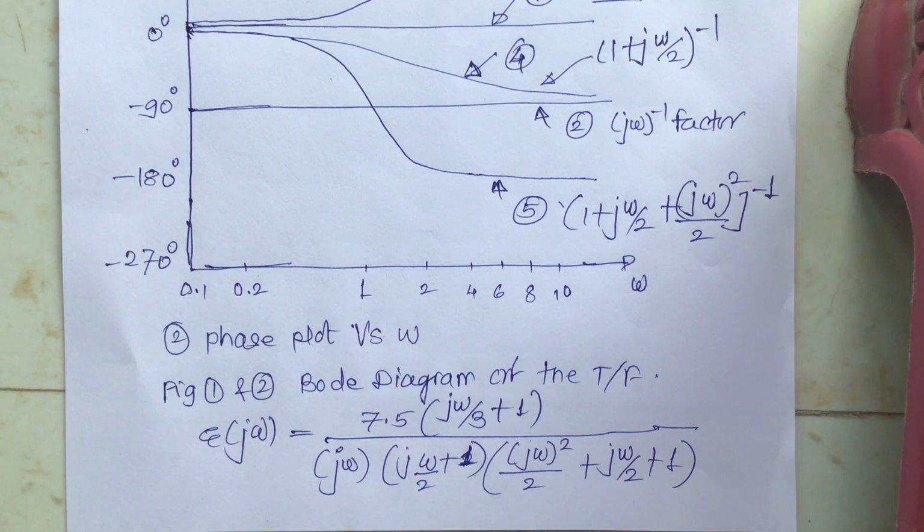Again, we will solve more problems and it will become clear. Now in this example we have drawn the individual plots. In the next problems we will draw the composite plot by algebraically adding all these individual plots.